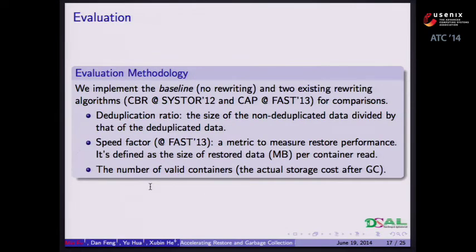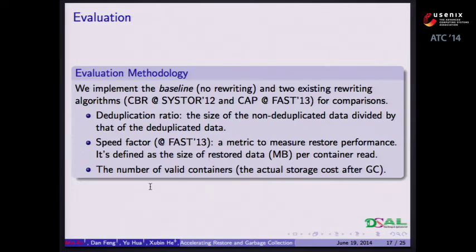In order to evaluate our ideas, we implement the baseline that doesn't rewrite any data and two existing rewriting algorithms, CBR and CAP, for comparisons. We use three metrics. First is the deduplication ratio, defined as the size of the non-deduplicated data divided by the size of the deduplicated data. Deduplication ratio indicates how much data we write to the system.